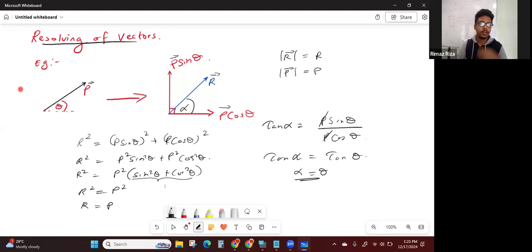So you can see that when we calculate the resultant of these two components, P cos theta and P sin theta, the magnitude of the resultant is equal to the magnitude of the original vector, and the angle is also the same. So same magnitude, same angle, therefore R vector is equal to vector P. Is that clear?